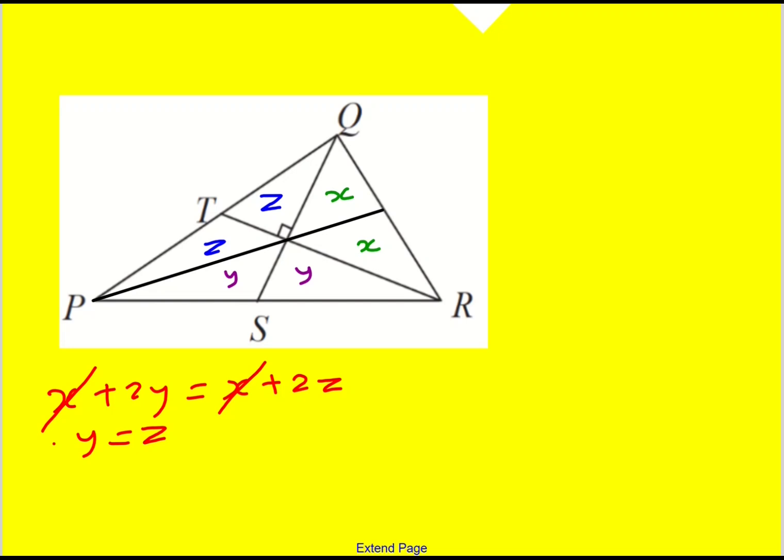I might as well keep going. So look, it must be that this green area is the same as this purple area. So 2x plus y is 2z plus y. And that shows that x is equal to z. And because y is equal to z and x is equal to z, they're all equal to one another.